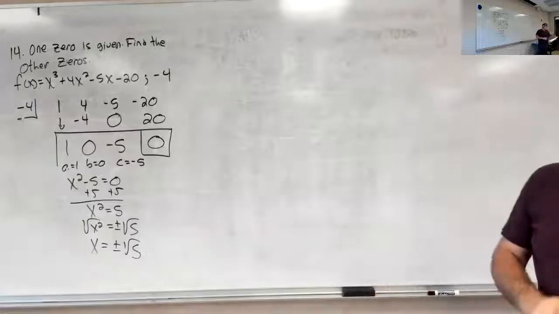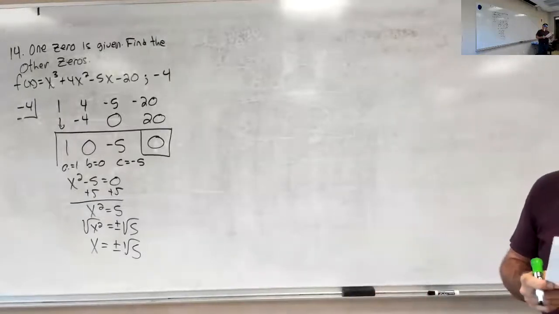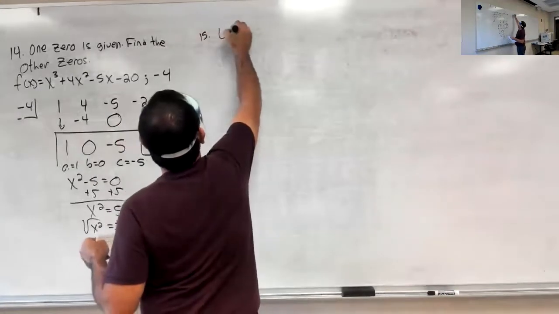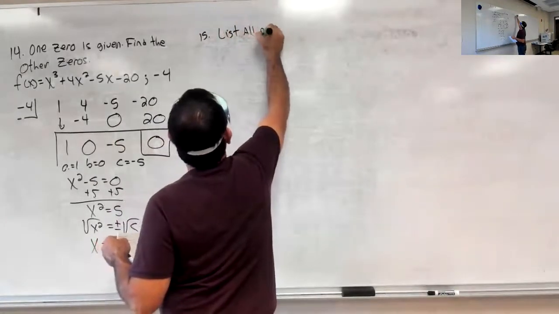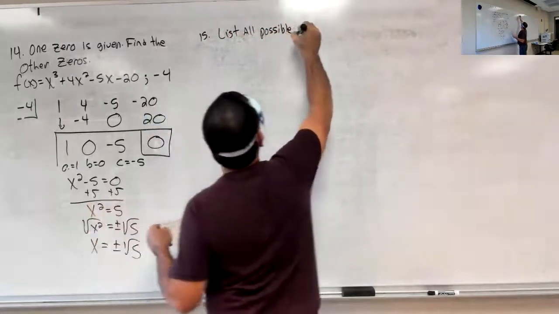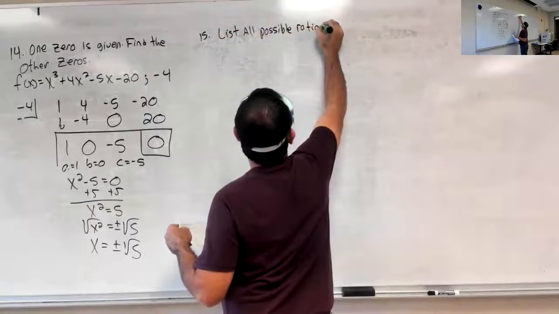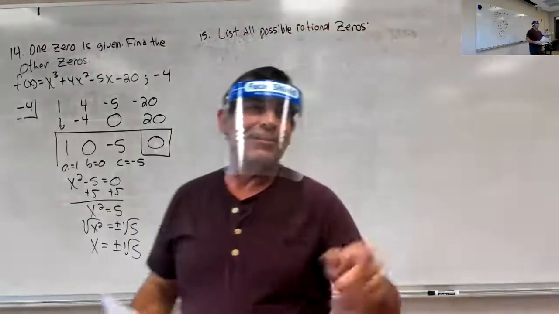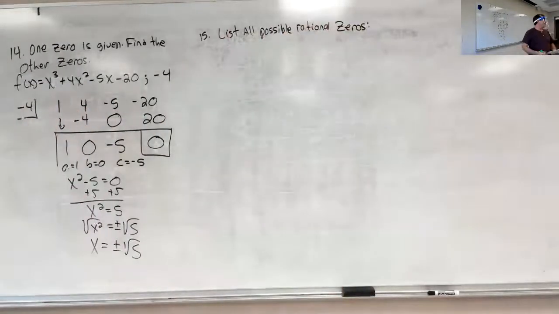Now this is doing the stuff that you were talking about long ago. List all possible rational zeros. So this is what you were doing to that one when you had to do synthetic division like 20 times or so.